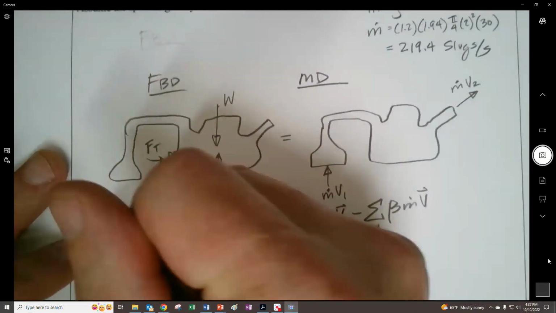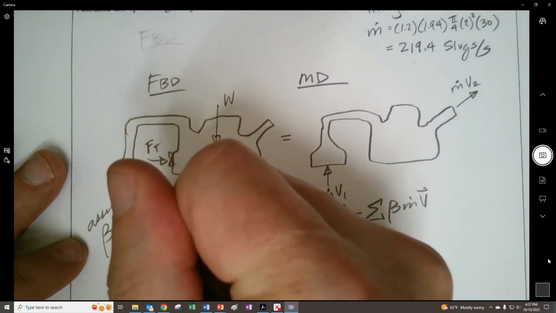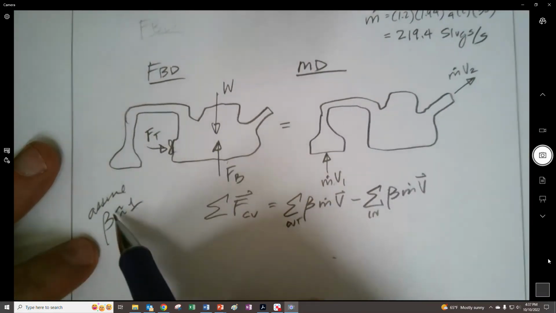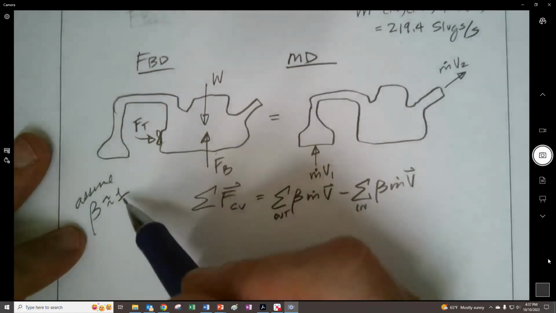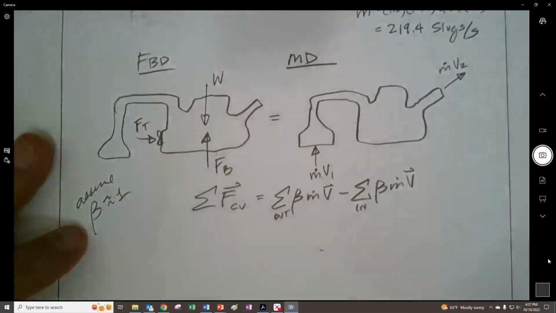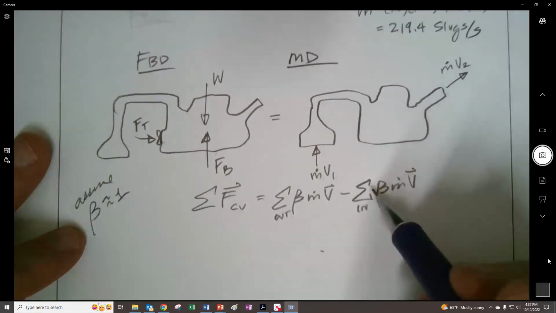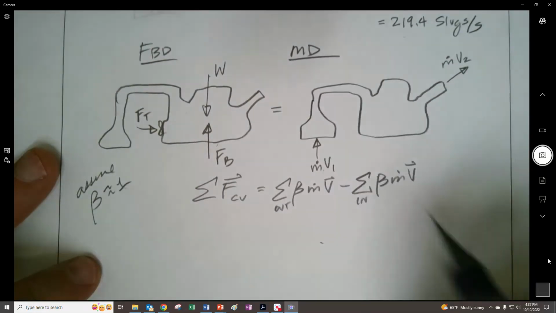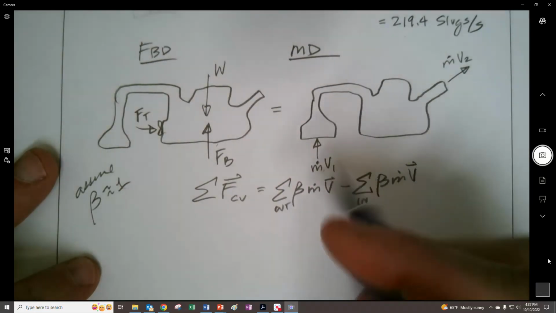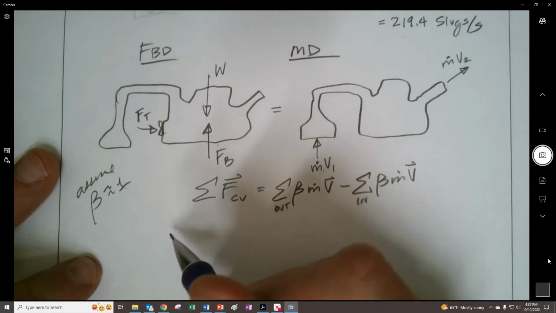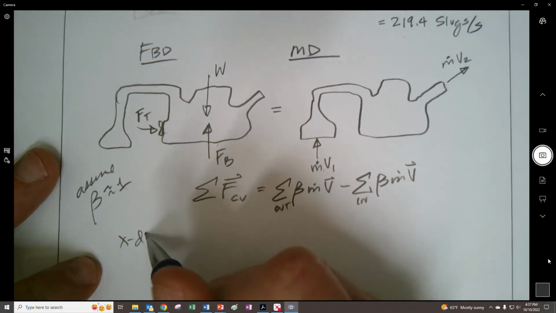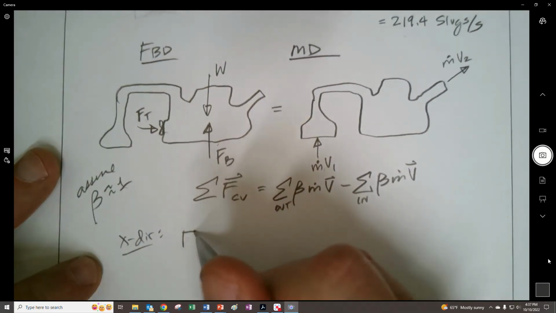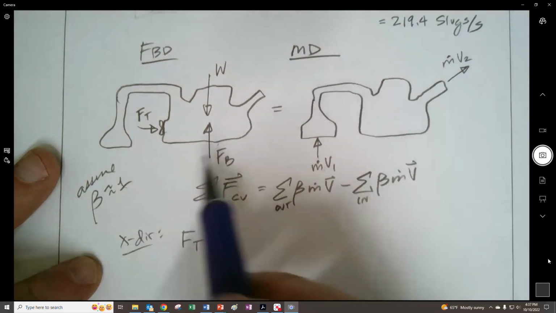Right? And we'll assume beta is approximately equal to 1, which is fine. This is a correction factor that the book we're using, Cengel, applies to these momentums because we're using average velocities in here, and that isn't going to be equivalent to the average momentums. So in the x direction, that's all we're going to have here. We're going to have the propeller's thrust that's required to hold this thing in place.